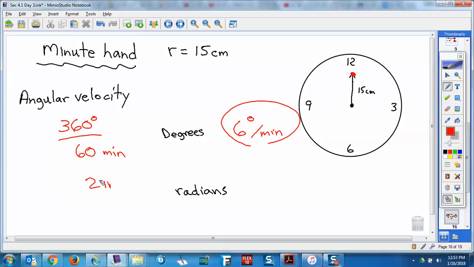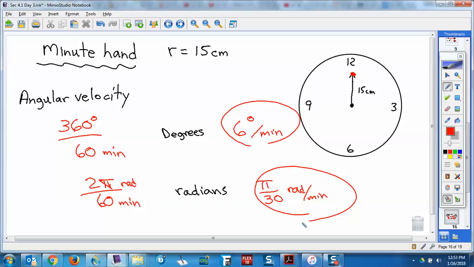Two pi. It's going to go 2 pi radians, which is 1 full revolution, in 60 minutes, right? If we're going to stay with minutes. We don't always put radians on when we write 2 pi, but in this case we will because we want a unit. So 2 pi reduces to pi 30ths radians per minute. That would be the angular velocity of this minute hand. Notice we didn't use the 15. Why is that?